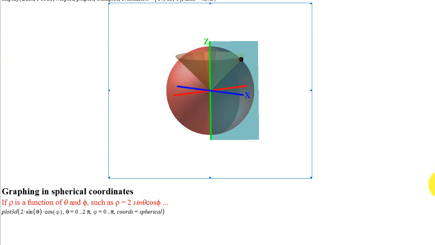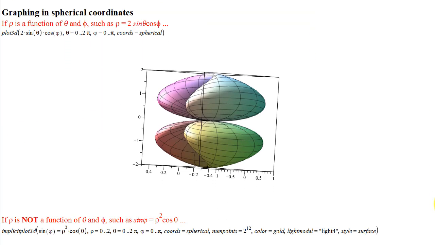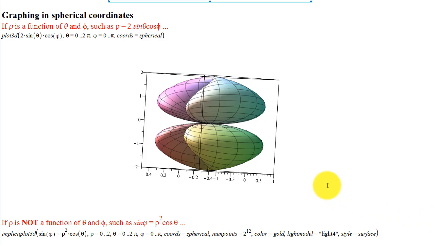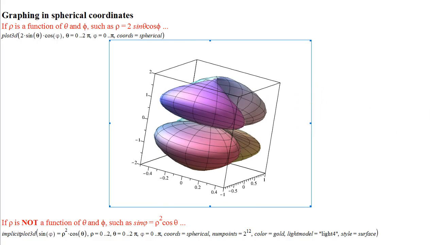Now those are kind of hard to draw by hand, so usually we use something like Maple for drawing graphs in spherical coordinates. Now if we're given an equation where rho is a function of theta and phi, such as the one I've got here, then we can use the plot3d command, and we have to specify that coords, C-O-O-R-D-S, is spherical. So Maple will know to use spherical coordinates. And so we get the 3D graph that we're interested in.